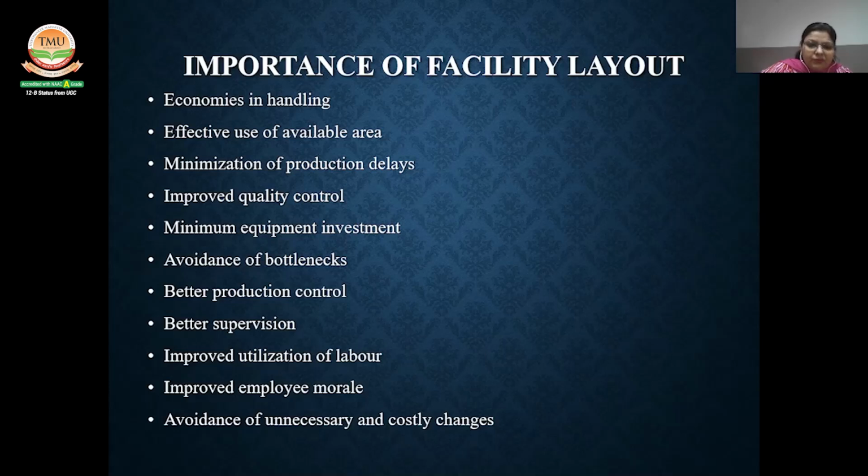Next is improved employee morale. It is very important to maintain the morale of employees, or to motivate the employees for working. It is necessary to maintain proper decorum in your production area. Next is avoidance of unnecessary and costly changes. Obviously, if you waste things, it can create a problem in your organization. So try to reduce waste and costly changes.